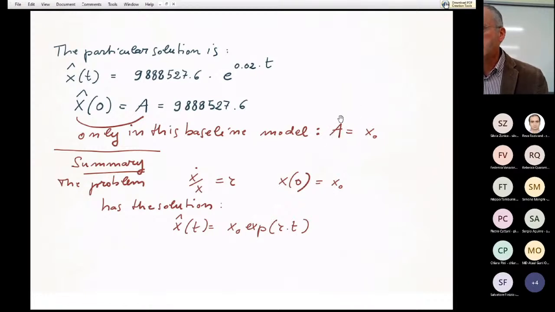So this is a summary of the constant growth model. The model x dot over x equal to r, or better, x dot is equal to rx, with the given initial condition specified, called x0, has the solution x of t is equal to x0 times exponential of rt. Okay?